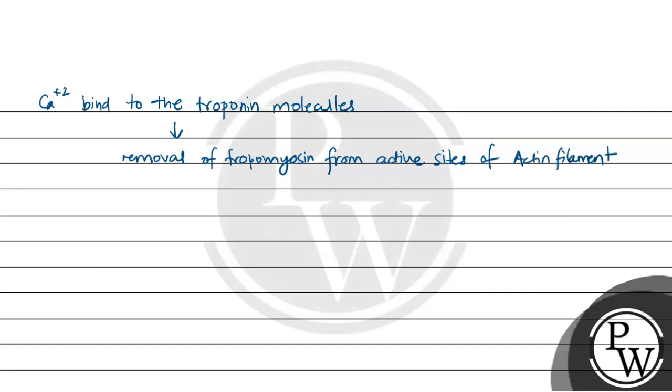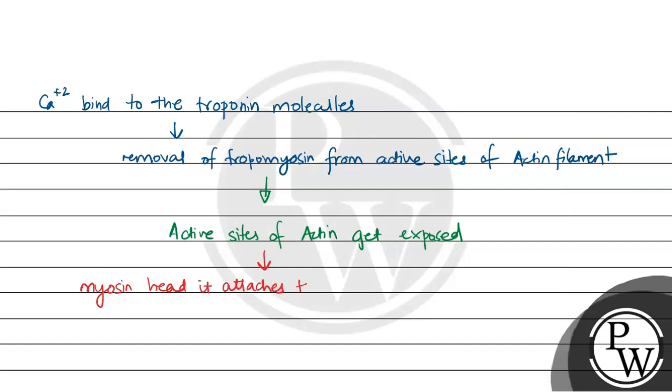So now the active sites of the actin filament get exposed. जो मायोसिन हेड होता है, it attaches itself to the active site and forms a cross bridge.